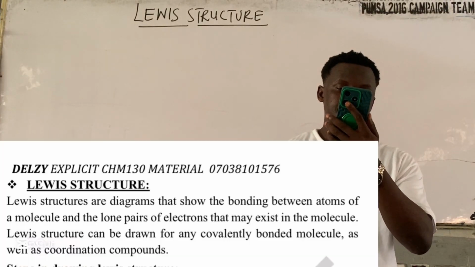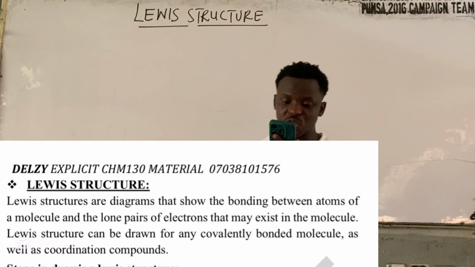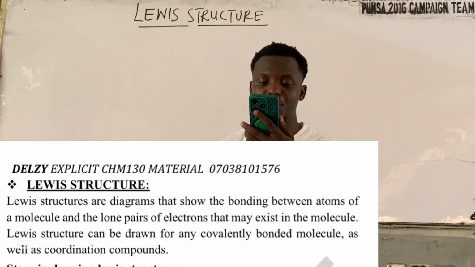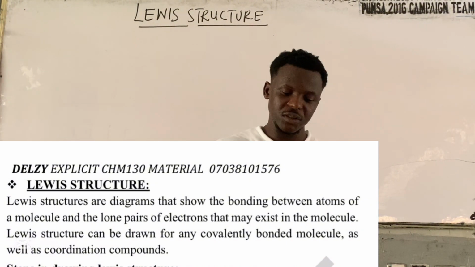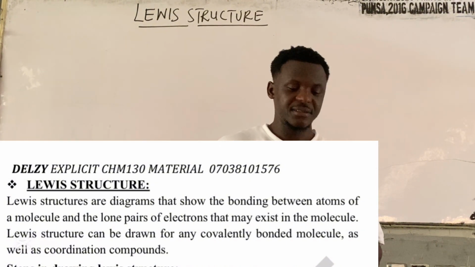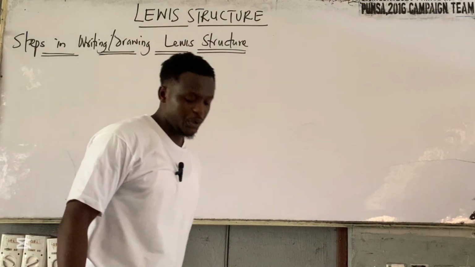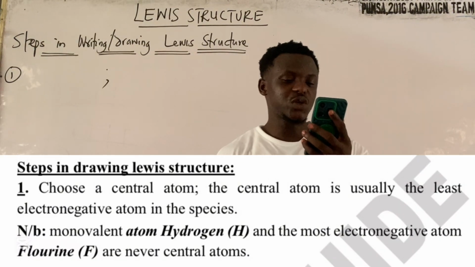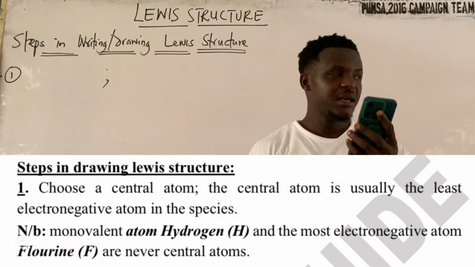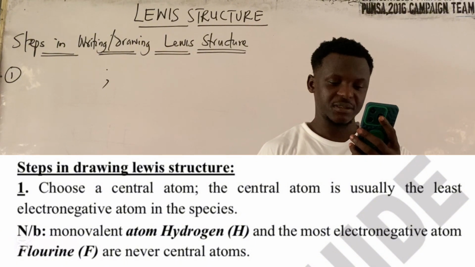Lewis structures are diagrams that show the bonding between atoms of a molecule and the lone pairs of electrons that may exist in the molecule. Steps in writing or drawing a Lewis structure. Number 1, choose a central atom. The central atom is usually the least electronegative atom in the species.